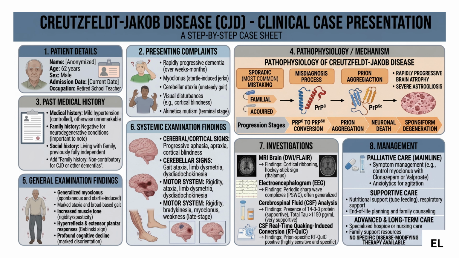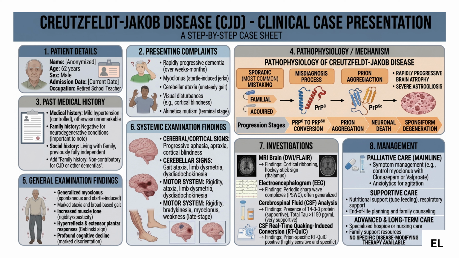In this clinical scenario, the patient is a 62-year-old male whose identity has been anonymized for confidentiality. He was recently admitted for evaluation of progressive neurological symptoms. His occupation is listed as a retired school teacher, suggesting that he previously had a high level of cognitive functioning and intellectual activity. This detail becomes important when assessing the degree of cognitive decline, because family members and colleagues often notice changes in memory, reasoning, and behavior more quickly in individuals who previously had strong intellectual abilities.